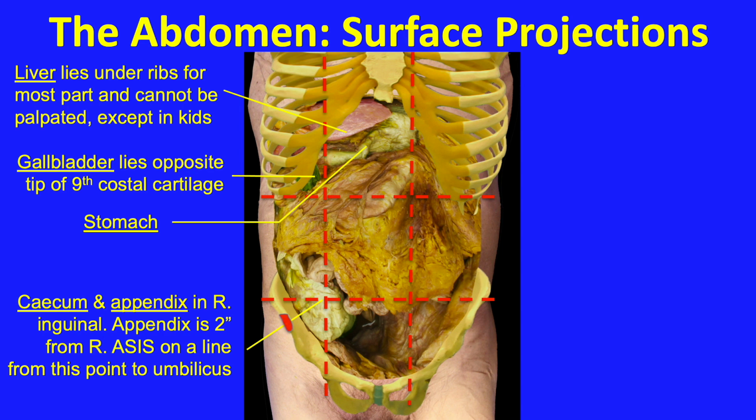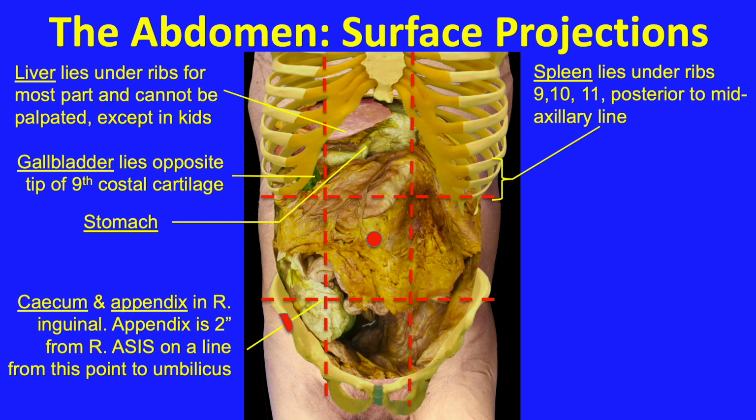The appendix is 2 inches away from the right anterior superior iliac spine on a line from this point to the umbilicus. An inflamed appendix would present with pain at this point, although I should mention that pain from the appendix can present in a more complicated fashion, and this is due to referred pain, a concept we will discuss at a later lecture.